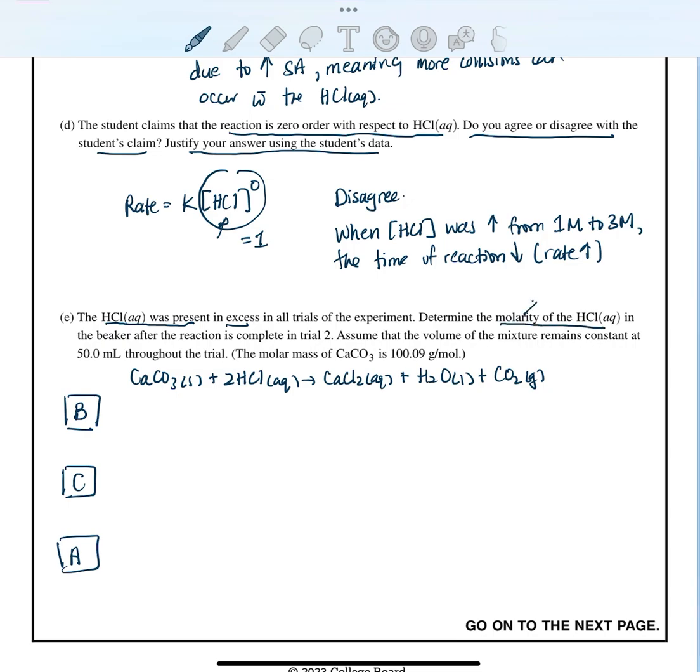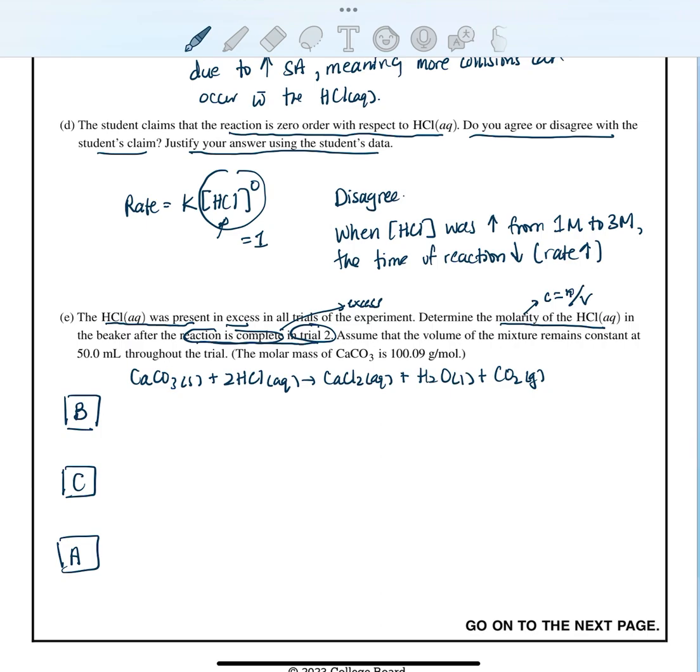So remember, molarity is another word for concentration. So I need C equals n over V eventually to get the answer. But I need to find the molarity after the reaction is complete in trial 2. So when you do your answer, the HCl's molarity, or the HCl's concentration, will represent the excess HCl you have after you've completed this reaction.